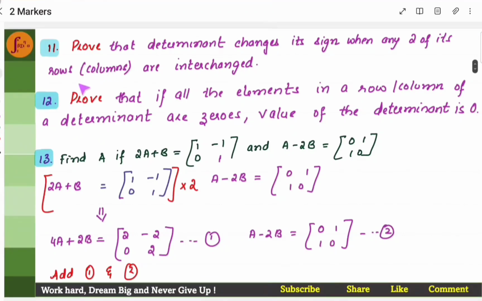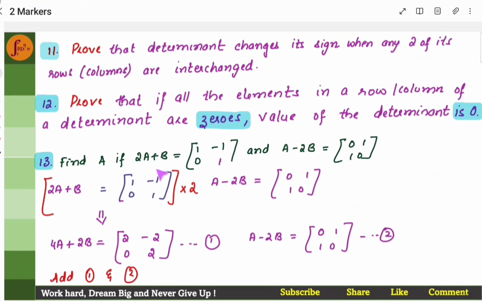And then there could be some theoretical questions, like, where you have to prove that determinant changes its sign when any two of its rows or columns are interchanged. Or you will have to prove that if all the elements in a row or column are zeros, then the value of the determinant is 0. You have to prove the determinant properties. Again, there is a separate video on determinant properties itself, on the proofs.